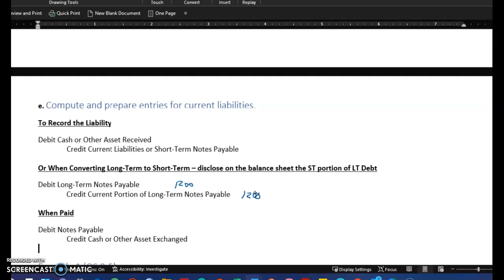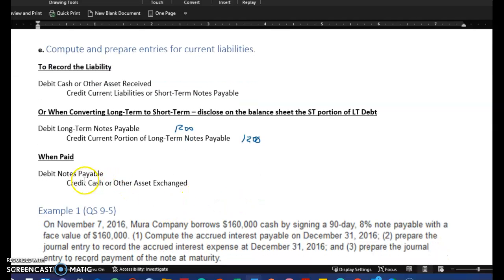However, we're looking at principal only, not interest, so this is actually pretty close to what the numbers would be, assuming that the $1,200 is principal only. Anyway, so long-term notes payable, $1,200, credit, $1,200. Okay? And then when paid, we debit notes payable and we credit cash.